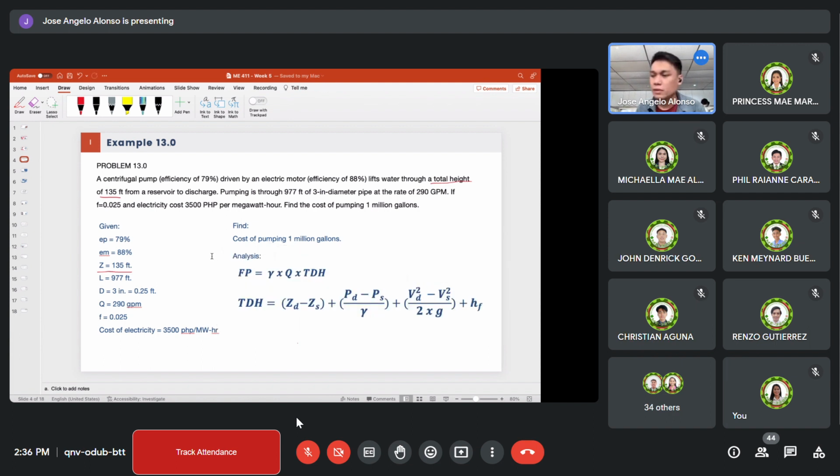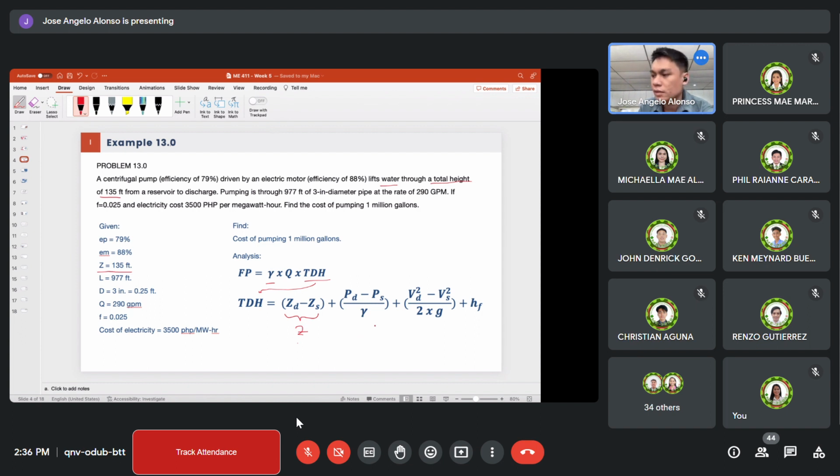So to determine the fluid power, we need to multiply the specific weight ng fluid. We know that as well since ang pinapump lang dito is water. Volumetric flow rate, which is 290 gallons per minute, convert lang natin yan later on to cubic feet per second kasi yung mga unit natin dito is in English. Then total dynamic head, kailangan natin siyang malaman. So for total dynamic head, it's just a function of difference in elevation from discharge and suction. Binigay siya, which is 135 feet.